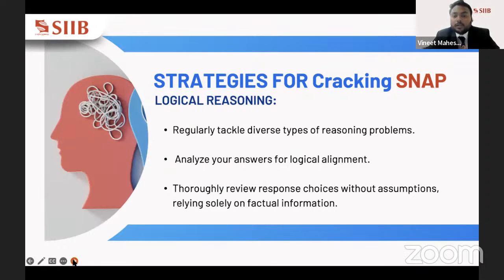So the best three strategies to attempt the logical reasoning section would be: start getting comfortable with the kind of questions that come in the paper. And to start getting comfortable, you need to attempt mocks, you need to attempt practice sets, you need to attempt questions, and you need to see the questions first. Then always solve your answers with a proper logic. Before selecting any option, you should have a proper logic for why this answer is the most suitable answer.